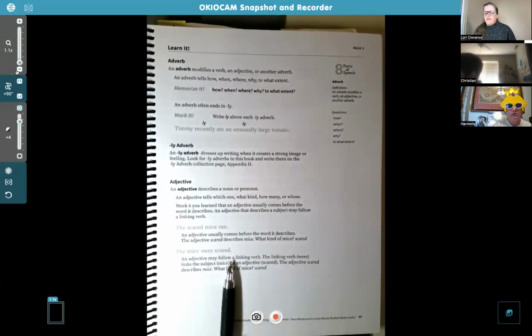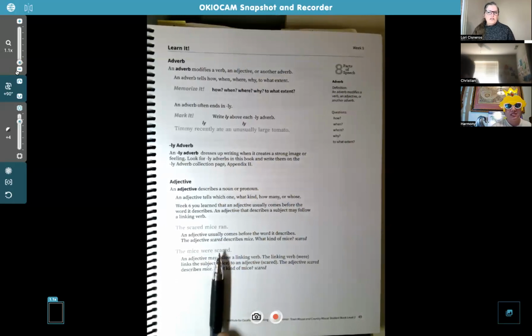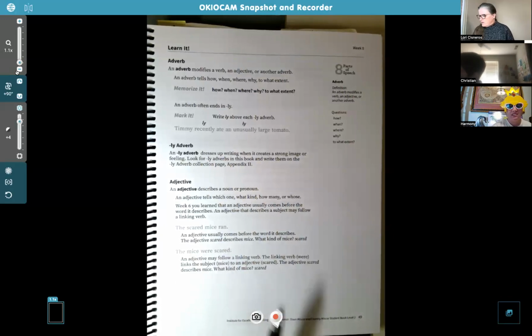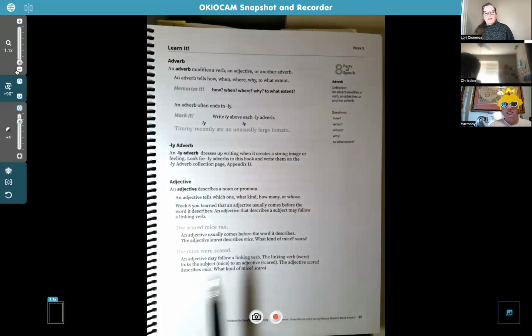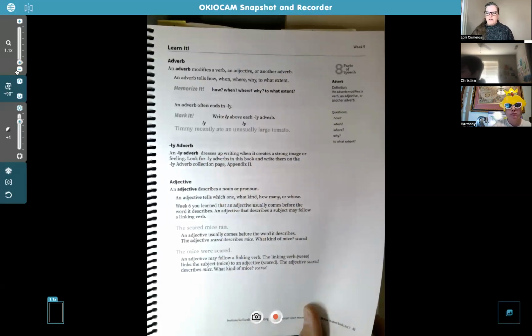Here, the mice were scared. Sometimes the adjective might follow a linking verb. So here the linking verb is were. The mice were scared. So were is that linking verb, and it's connecting this noun mice to the adjective scared. It's still telling what kind of mice. They're the scared mice. So it's in a different spot in the sentence, but that's okay. You're going to label it ADJ for adjective. Any questions on this page so far? If not, shake your head no for me.